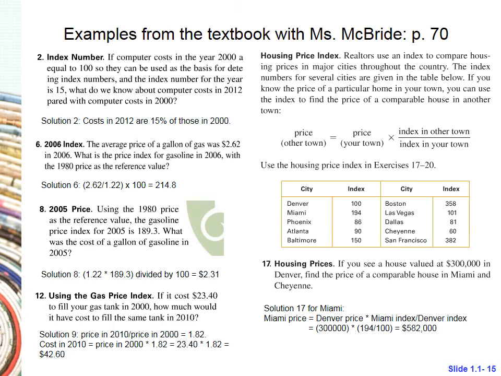If you wanted to do the Cheyenne one, you can try that yourself. I didn't write down the whole answer, but I want to find the Cheyenne price, which would be equal to the Denver price times the Cheyenne index divided by the Denver index. I have the answer, I just didn't write it all down. So if you want to give that a try, pause it, and then I'll tell you the answer is $180,000.